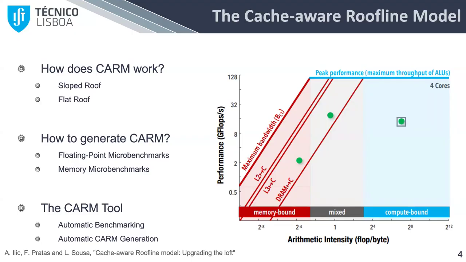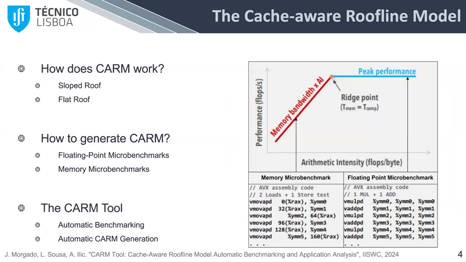And finally, if we are in the mixed area, then both strategies should be considered. However, like I said, to build the CARM properly, we must utilize microbenchmarks in order to get a realistic sense of the maximum performance of the CPU, instead of relying on possibly unachievable theoretical values that the vendors report. So this is done via memory microbenchmarks that determine the maximum bandwidth of each memory level, and floating point microbenchmarks to determine the peak computational performance of the CPU.